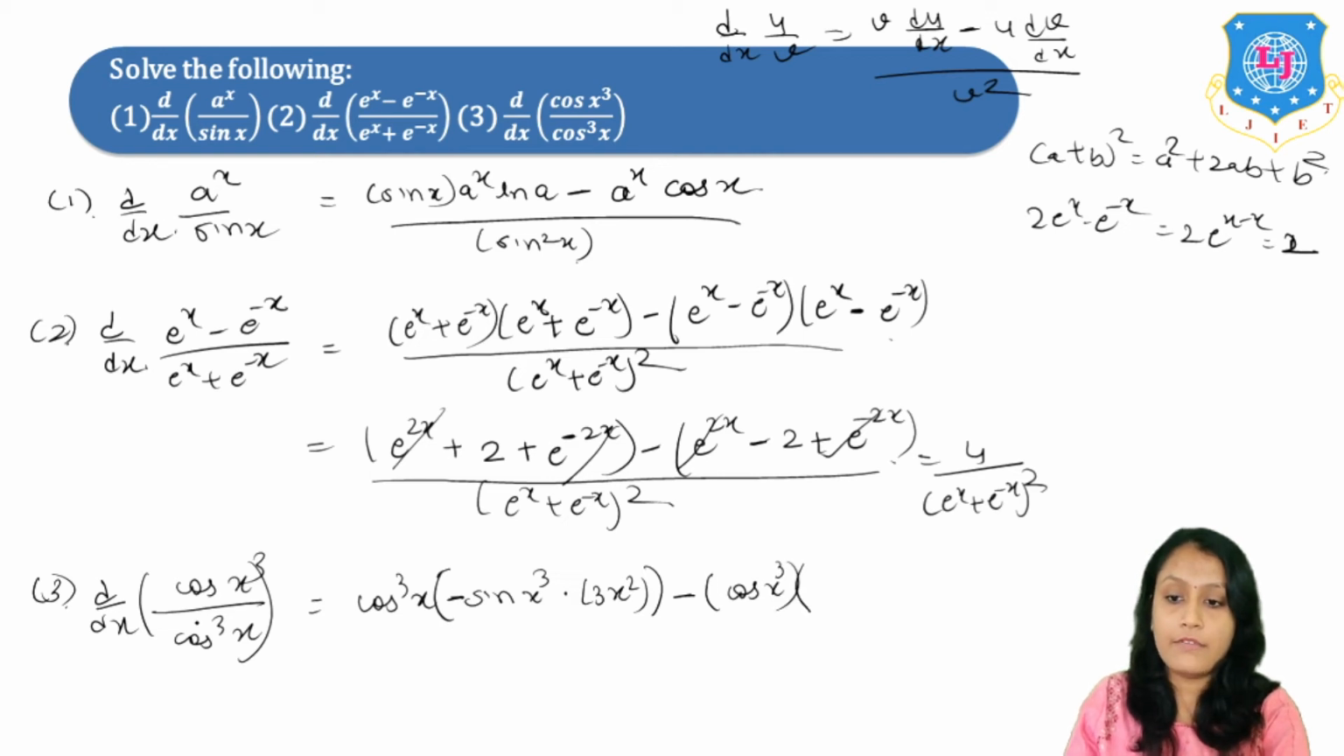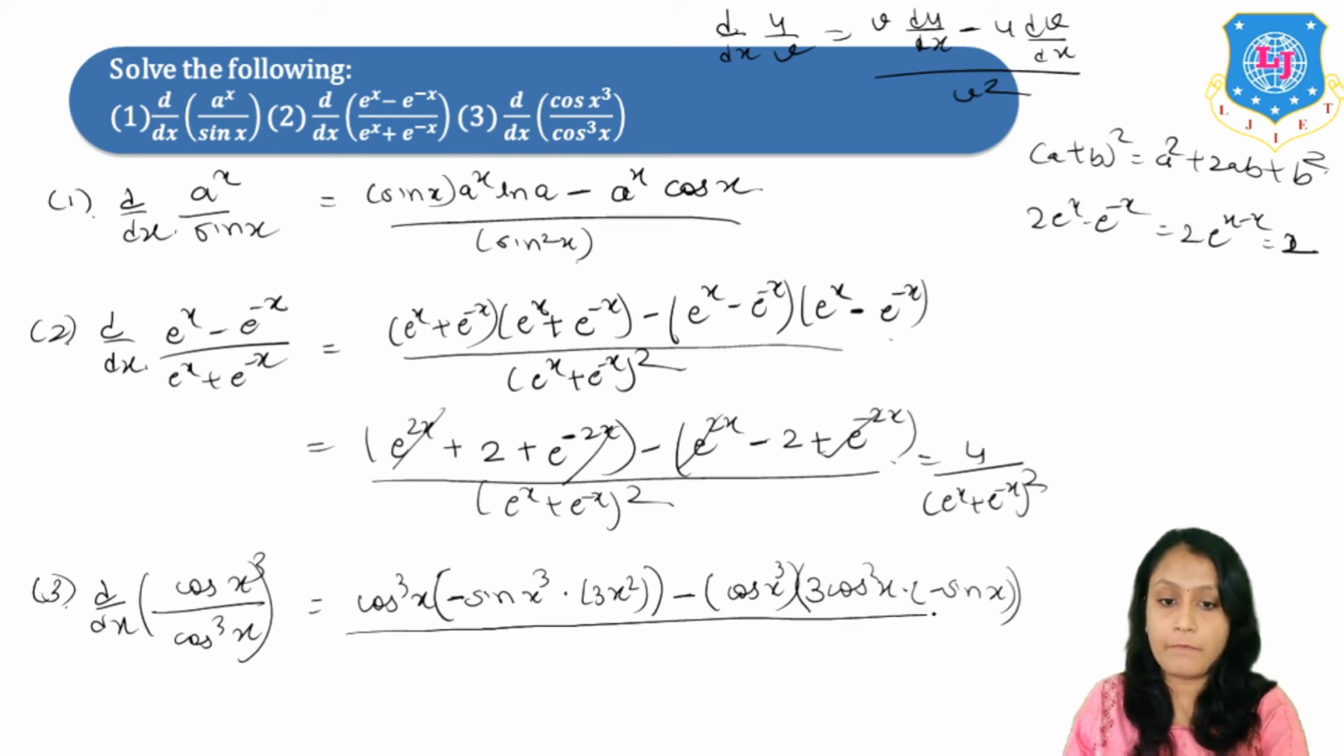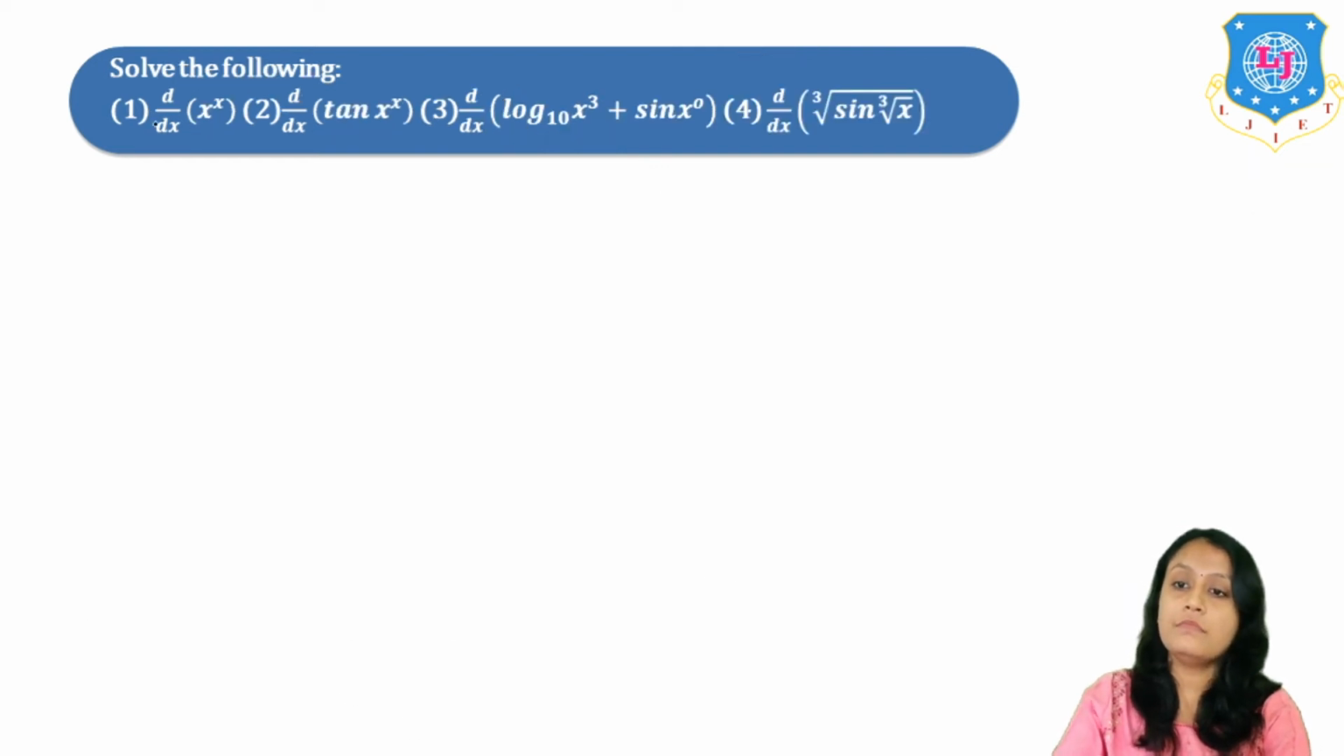And derivative of denominator is what, 3 cos square x, and now the derivative of cos x will give you minus sin x, upon denominator square. So this is cos cube x whole square. Now this minus and this minus will become plus. You can rearrange the terms and write down the final answer. All right, now let's solve a few more examples.